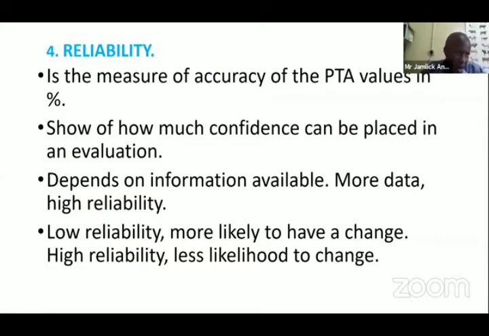You don't want to work with data from only one farm. Maybe the management there is fantastic. So maybe the animals are performing very well because of very conducive environments. So we need more different environments for us to be able to get the genetic merit of those individuals. Therefore, when you have low reliability, it means there's a likelihood of change.